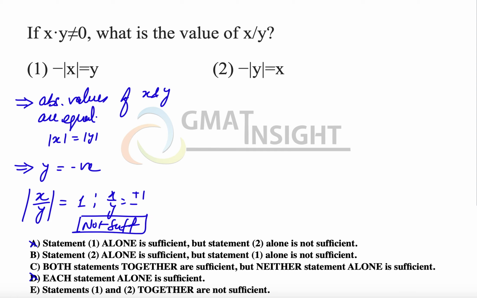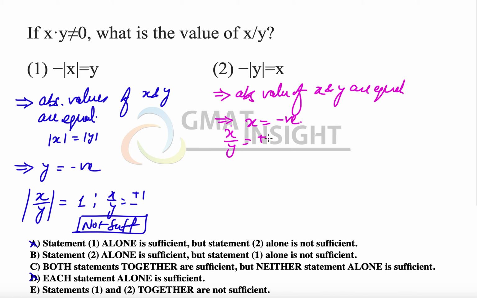Now let's look at statement 2. Statement 2 says that minus mod y is equal to mod x. Again we have similar observations: the absolute values of x and y are equal. And the second observation is that x is a negative value. So we have the same result, that x upon y could be either plus 1 or minus 1, and therefore the second statement alone as well is not sufficient.